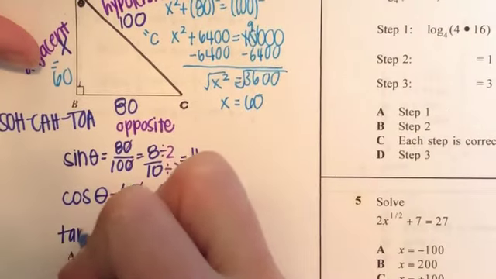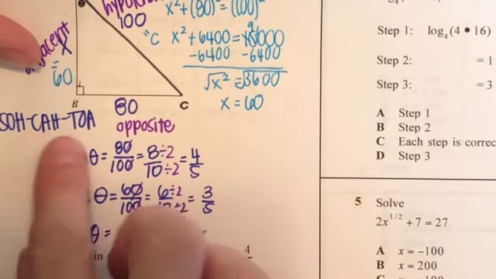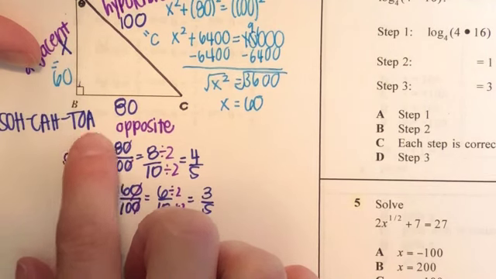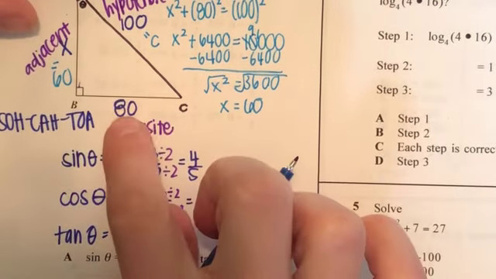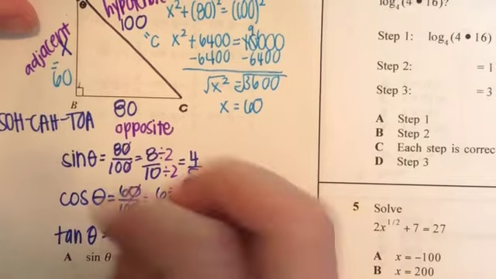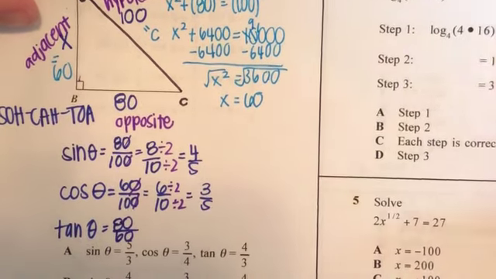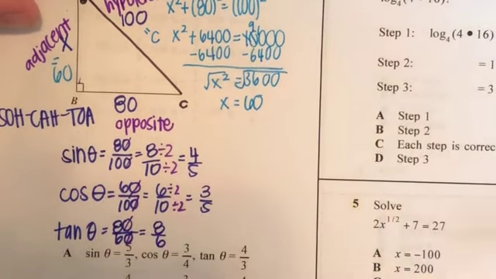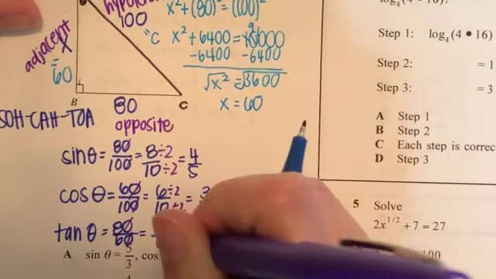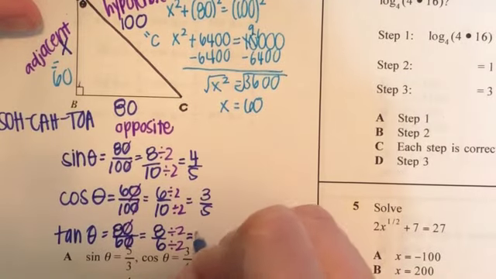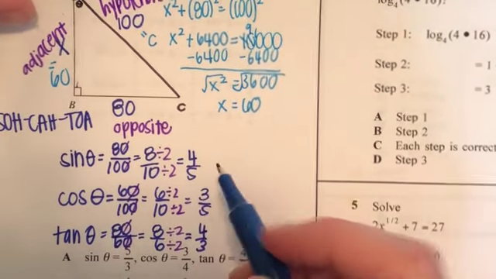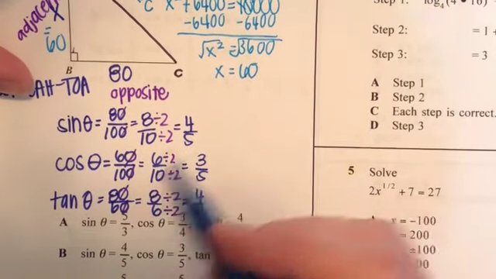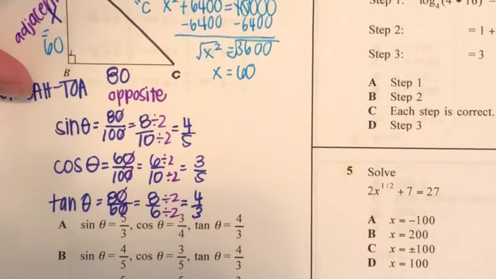Last one, tangent. Again, looking at our shortcut SOHCAHTOA, or a little hint that we left ourselves, tangent means opposite over adjacent. So opposite is 80 and adjacent is 60. And divide 10 top and bottom, we get 8 over 6. And then you can simplify, reduce further, you get 4/3. So 4/5 for sine, 3/5 for cosine, and 4/3 for tangent. So it looks like our answer is B.